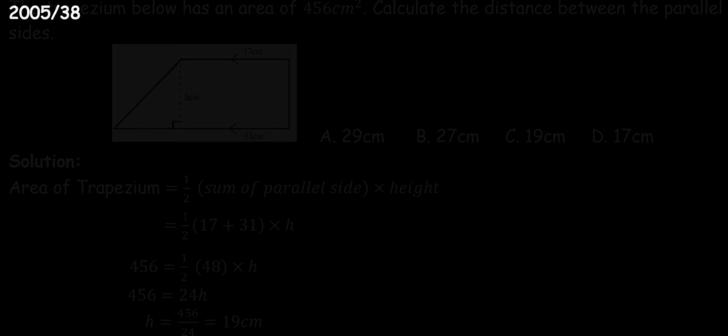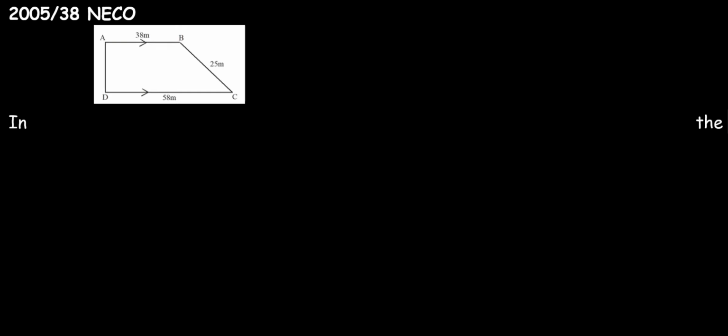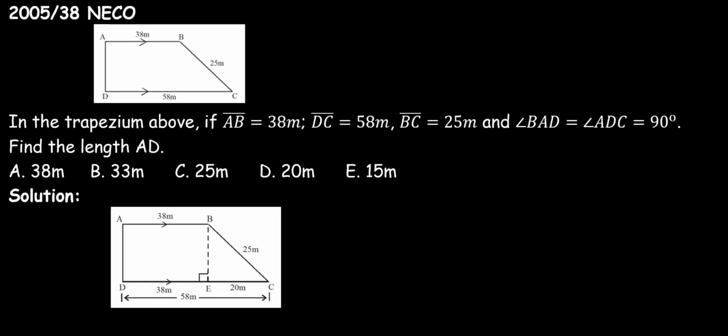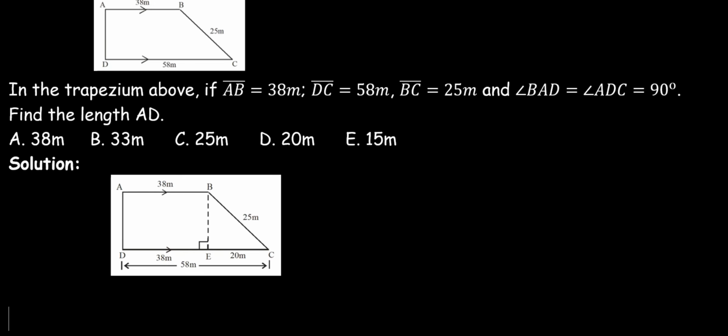Another example, 2005/38 NECO. We have a given diagram. In the trapezium above, if line AB is equal to 38 meters, line DC is equal to 58 meters, line BC is equal to 25 meters, and angle BAD equals angle ADC, which equals 90 degrees, find the length AD. The options are given. Now, next, we look at our resulting diagram, which is given below.